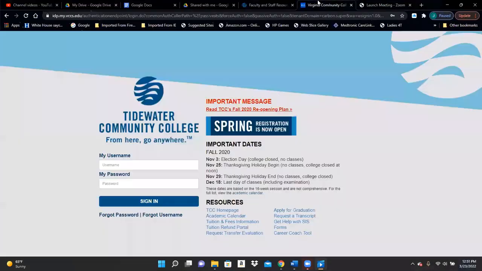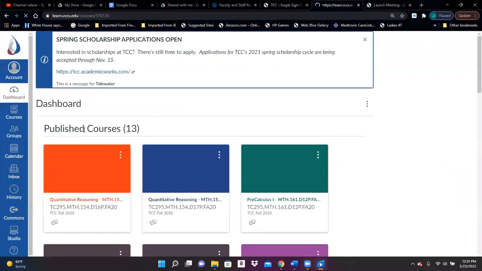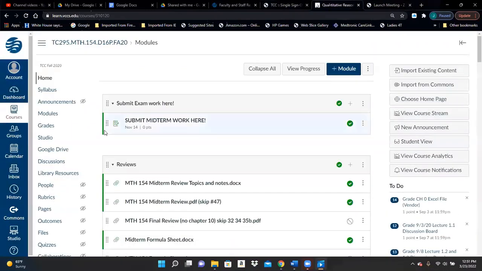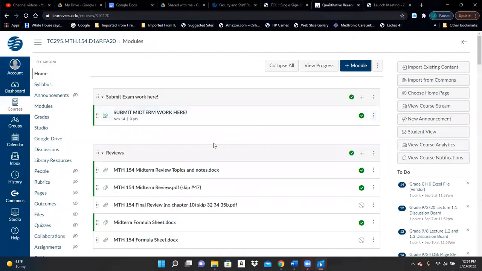Well, oh, it booted me. That's all right. I'm just going to pull up one of my classes. Why is that so zoomed in now? The formula sheet. Here we go.